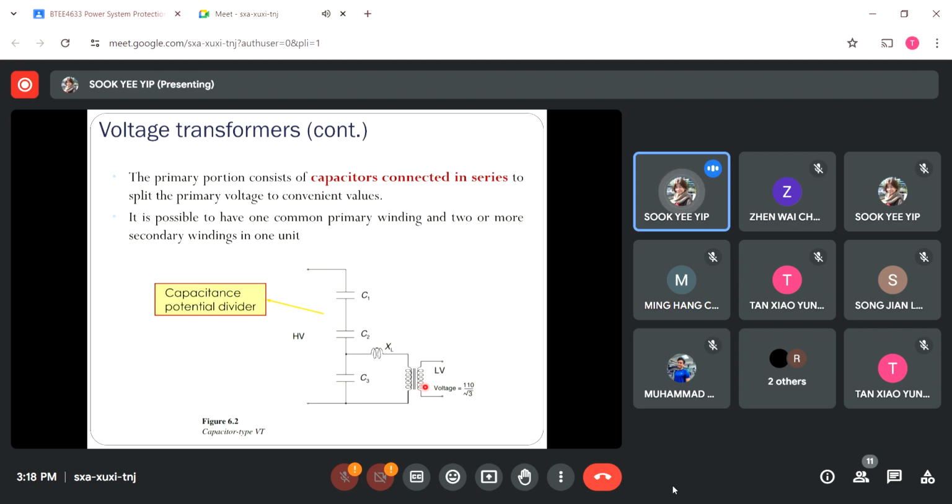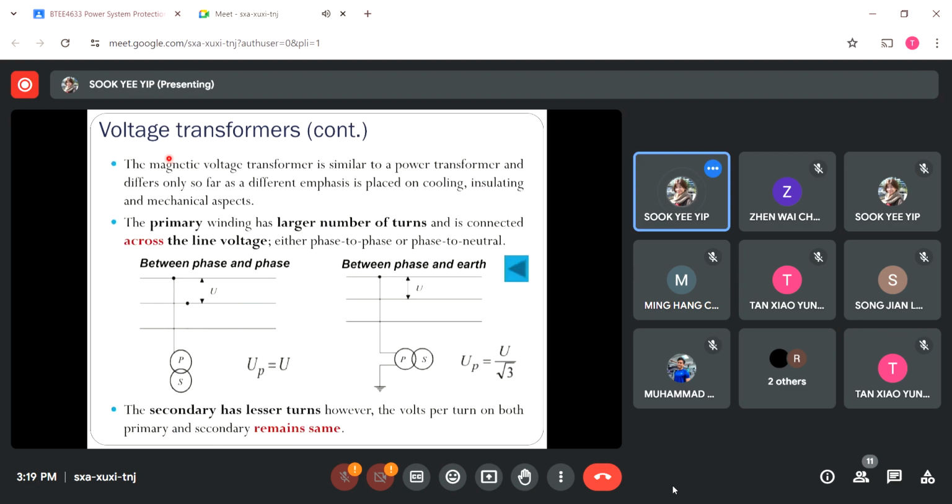Now because of this design, we have a number of capacitors being used at the primary side. So it's possible to have one common primary winding with two or more secondary windings within the same unit. You can place another secondary winding here, or another pair with the first capacitors here. That's how we have two or more secondary windings within one unit of the capacitor type voltage transformer. Okay, so now let's move on to the next slide.